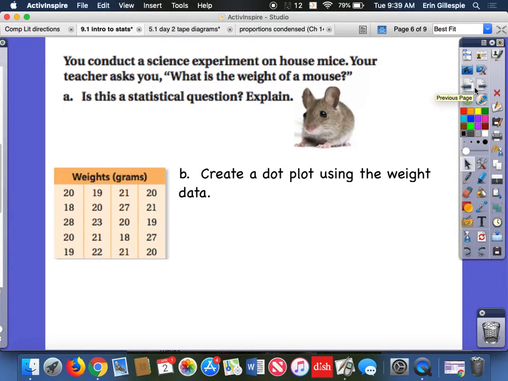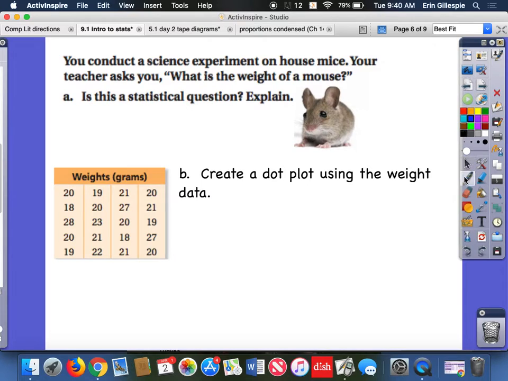So it says you conduct a science experiment on house mice. Your teacher asks you, what's the weight of a mouse? Is this a statistical question? Explain. So what's the weight of a mouse? Is that a statistical question? In other words, is that a question where you expect to get a variety of answers?